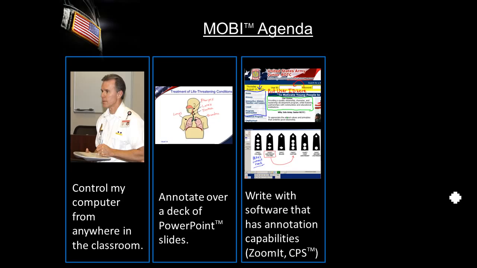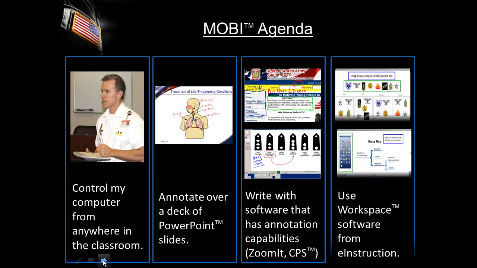In the first video we watched, we saw some of the setup of MOBI, some of the context of how it's used. In the second video, we're going to look at some specific applications. Number 1, how to control your computer from anywhere in the classroom. Number 2, how to annotate over a deck of PowerPoint slides. And number 3, write with your MOBI with software that has annotation capabilities such as Zoom It or CPS. In the third video, you'll see more of this section on how to use Workspace software from the instructions, specifically with some Army JROTC curriculum.